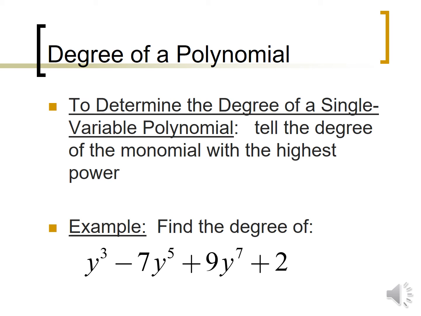You try this one. What's the degree of y to the third minus 7y to the fifth plus 9y to the seventh plus 2? Well, it's the monomial with the highest degree. I've got a 3, I've got a 5, I've got a 7, I've got a 0. The degree of the entire polynomial is the highest number I just said. It's going to be 7. The degree of this polynomial is 7.